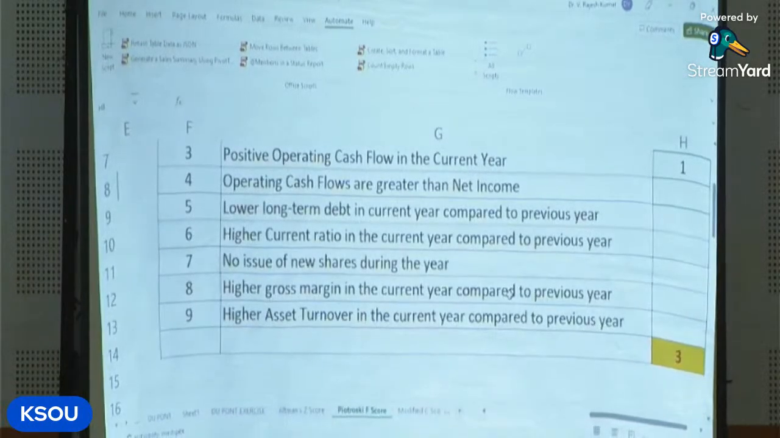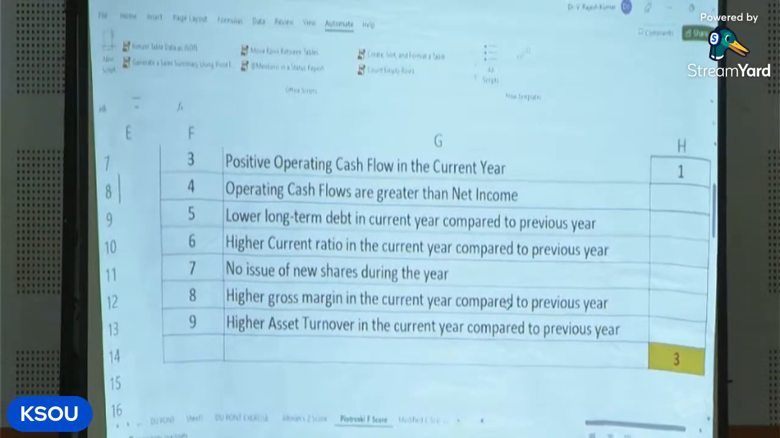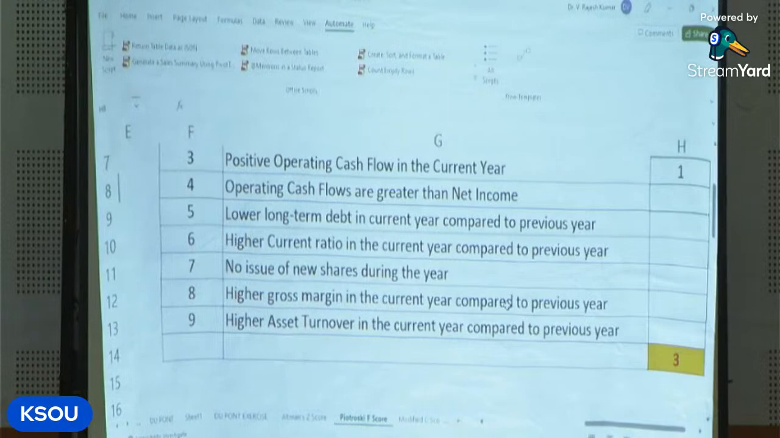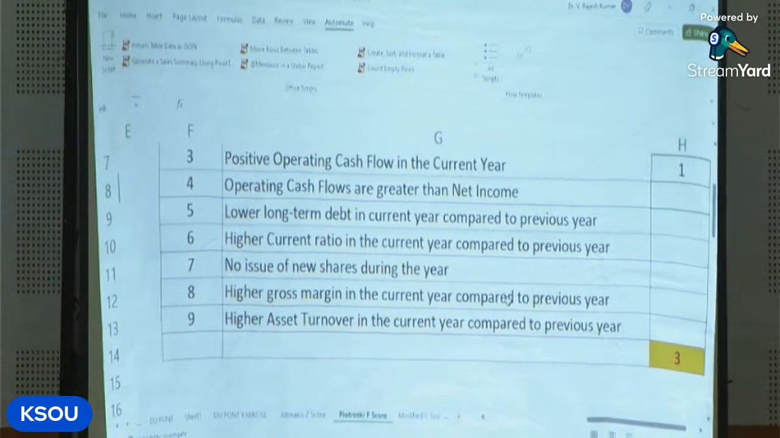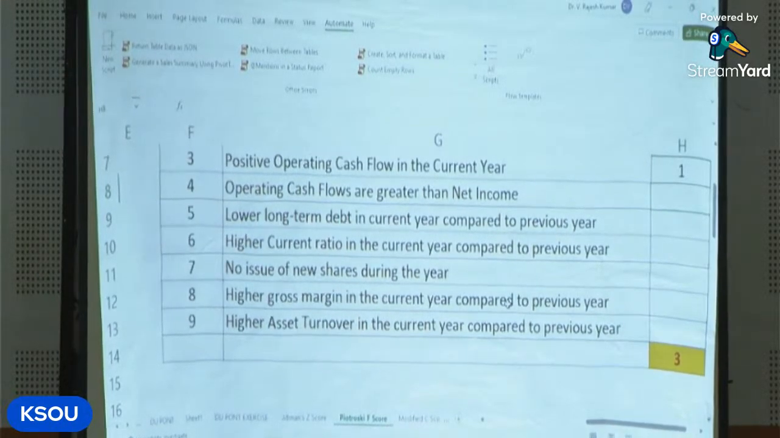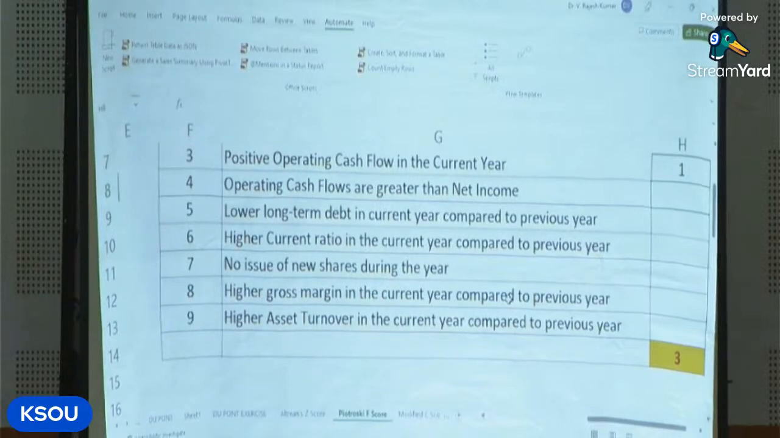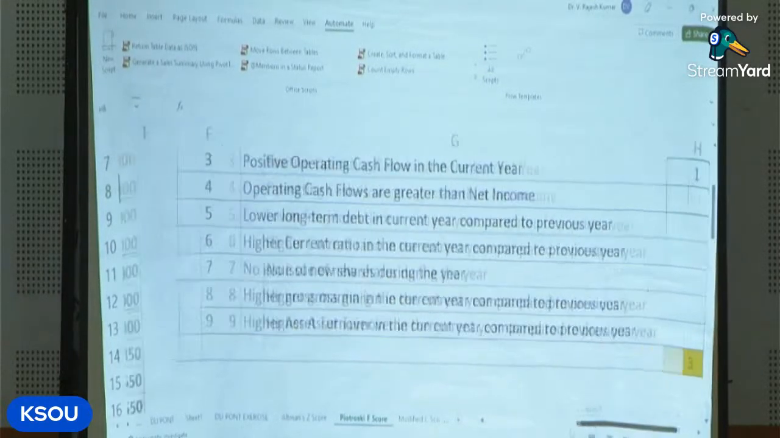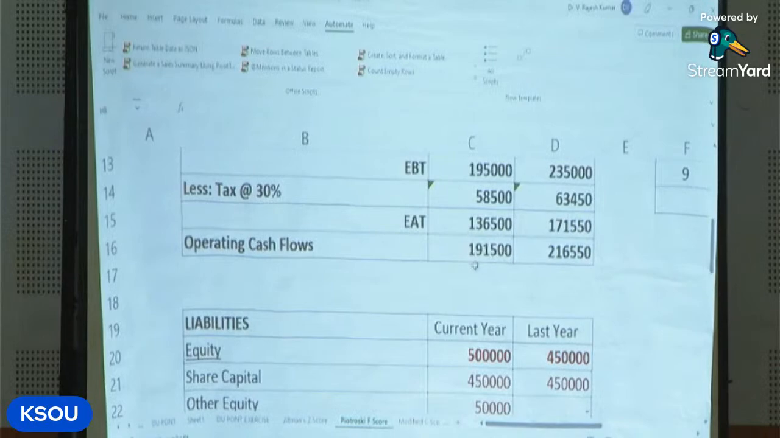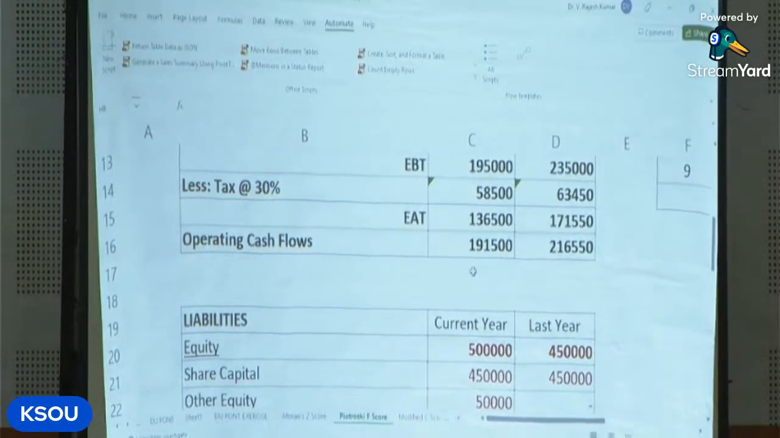But this is important. Operating cash flows are greater than net income. Operating cash flows are greater than net income. Now, suppose this is loss, or I'll just show you.